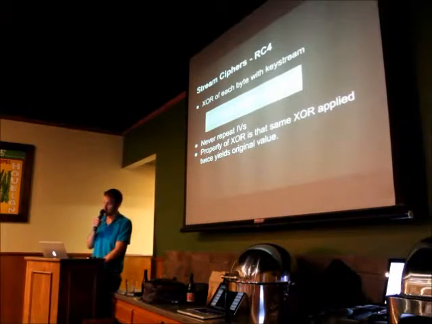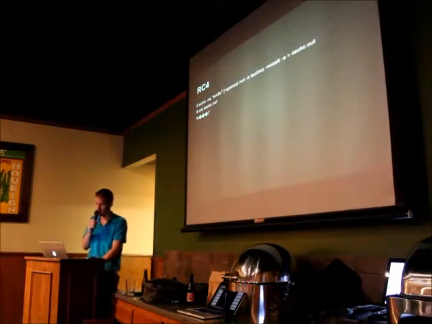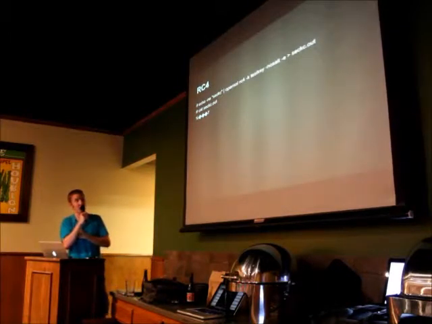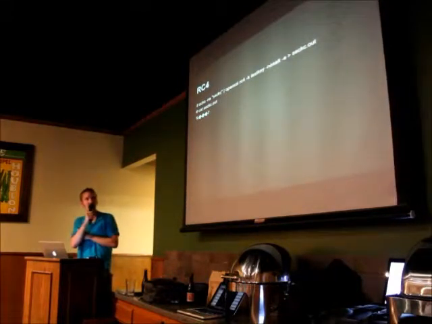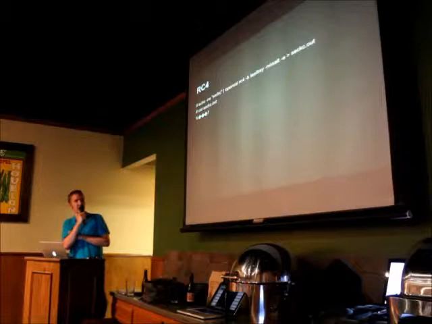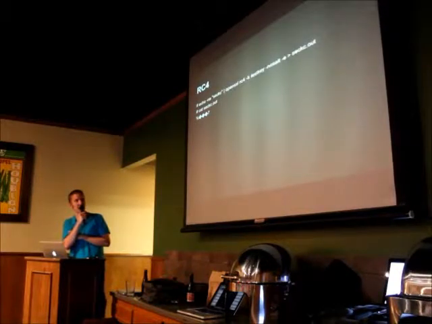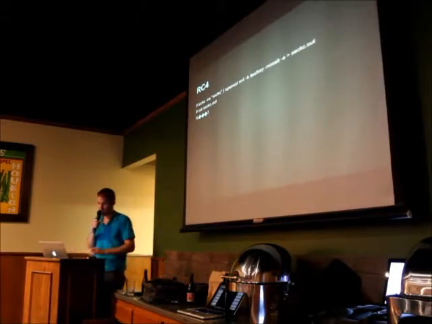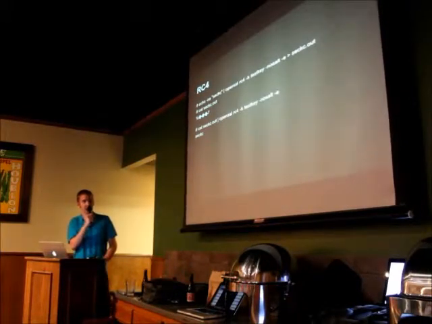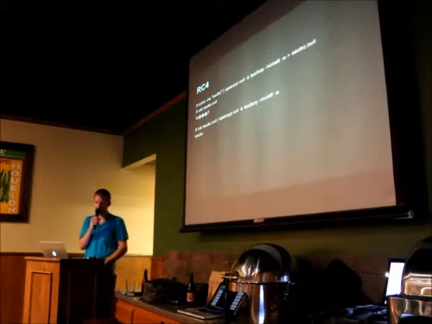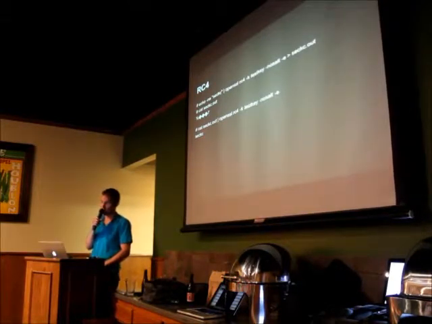When you encrypt something twice with RC4 using the same IV, you get the original value back out. Here's an example showing that. If you encrypt "SecKC" with RC4 using the command line, you get those random bytes there. And if you encrypt it again, you get SecKC back out. So this is an interesting property that's useful in a lot of attacks.